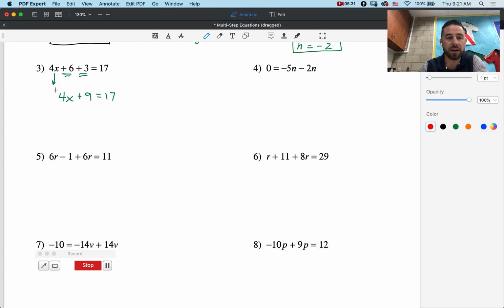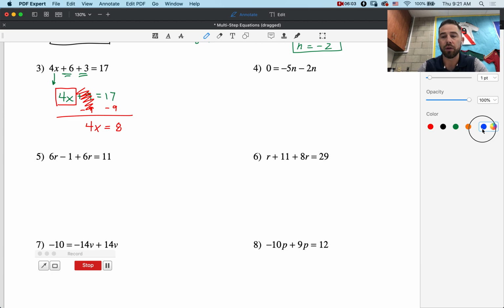Okay, now this is tricky. Anything that is stuck to our variable, we deal with last. So you see how this 4 is stuck to the x? That comes last. So we're dealing with this positive 9 here. How do I get rid of a positive 9? I subtract 9. Okay, that's gone. And I have 4x equals, it looks like 8.